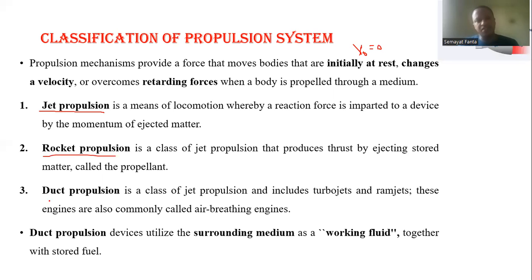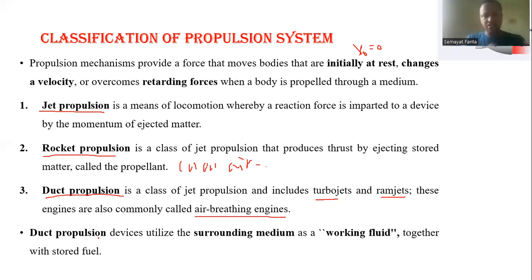Then the next is duct propulsion. That is also a class of jet propulsion and includes turbojets, ramjets, and sometimes scramjets. These engines are commonly called air breathing engines. In the case of duct propulsion, the engines are called air breathing engines, but in the case of rockets, they are non-air breathing engines. So duct propulsion devices utilize the surrounding medium.